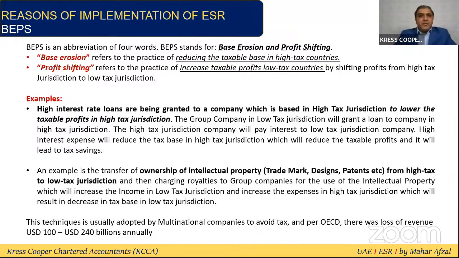The reason for implementation was BEPS, and BEPS stands for base erosion and profit shifting. Base erosion means reducing the taxable base in high tax jurisdictions, and profit shifting means increasing the taxable profit in the low tax countries. So whenever entities are increasing the tax base in the low tax countries and decreasing the tax base in the high tax country, then we can say this is called BEPS.